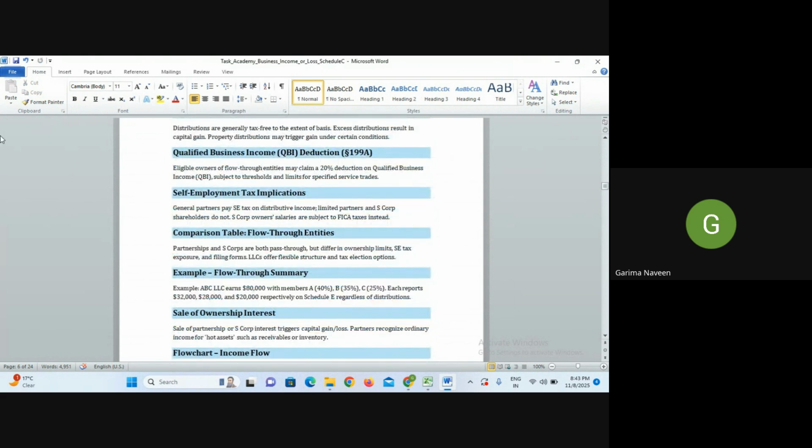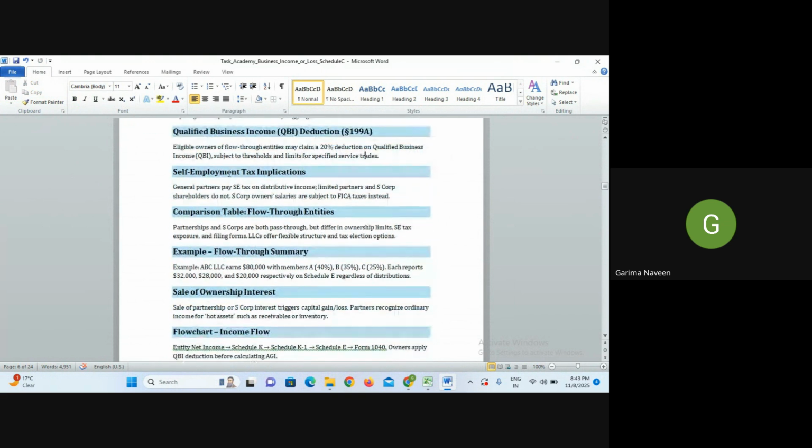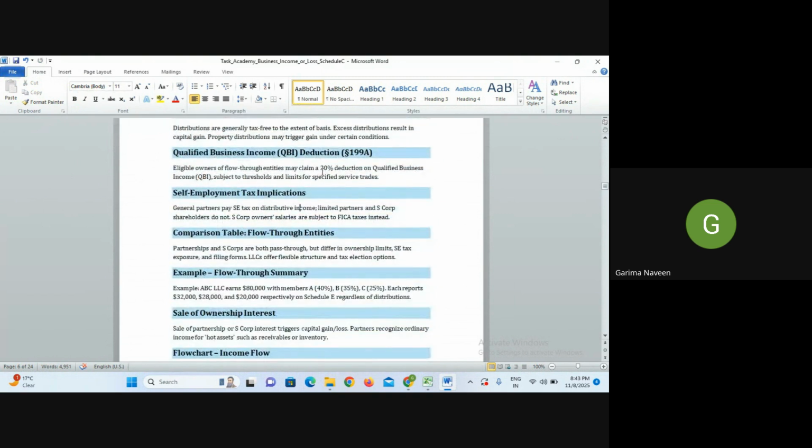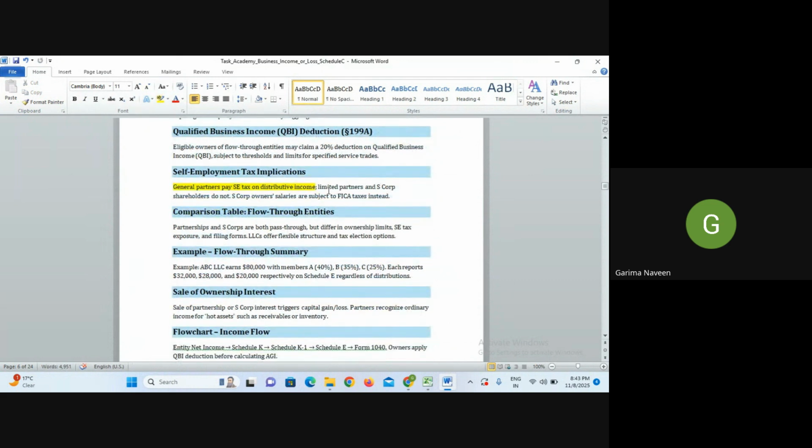QBID, you can get the QBID deduction. QBID deduction is basically given to flow through entities or even an individual tax return, up to the amount of 20%. Like self-employment tax implications: if you are getting your income from a partnership where you are a general partner, then you need to pay self-employment taxes on this income. But if you are a limited partner or an S corp shareholder, then you do not need to pay any self-employment taxes. Clear?